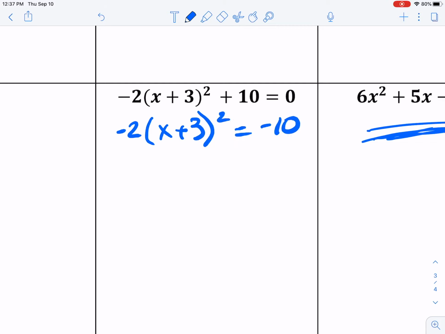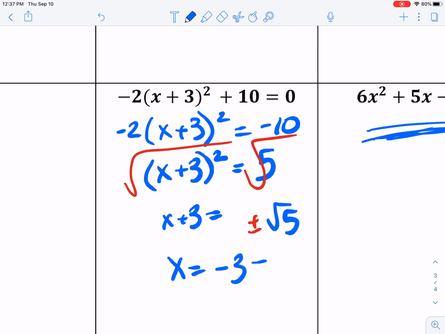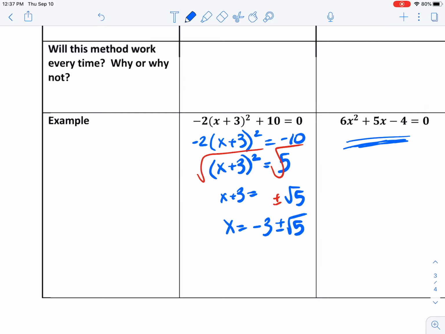So the first thing I'm going to do is subtract 10, and then I'm going to divide by negative 2. And that's 5. And now square root. Okay, here, because it's the cheer, square root, plus minus. So I end up with x plus 3 is equal to plus or minus root 5. And now I can subtract 3. And this answer makes me happy.